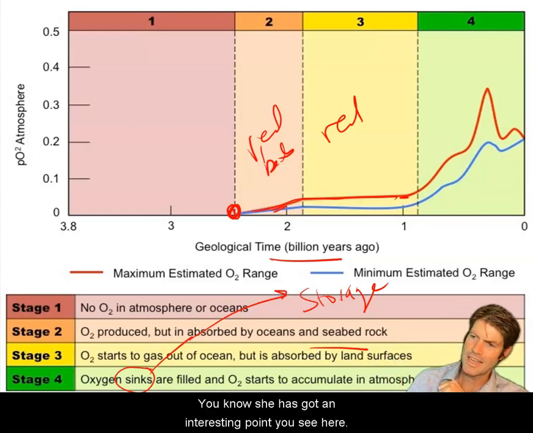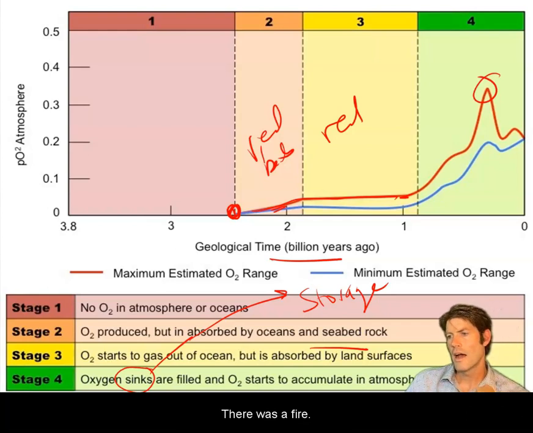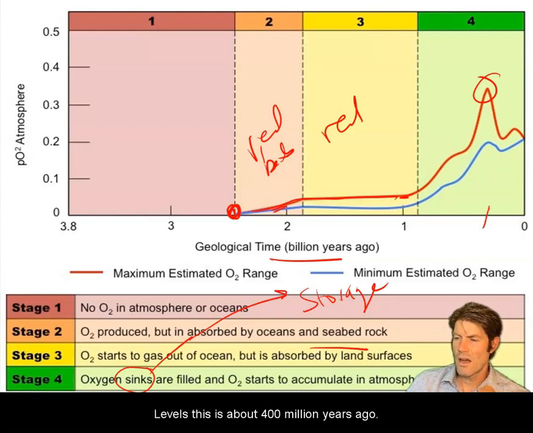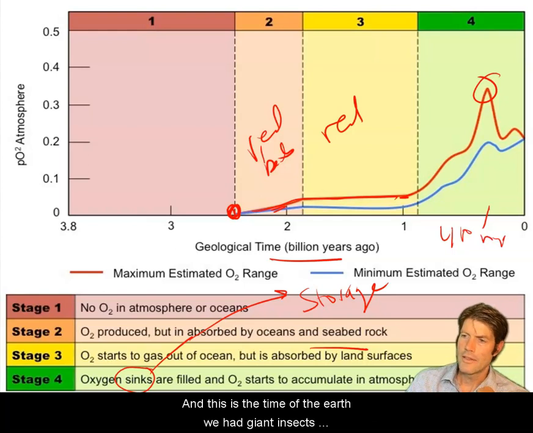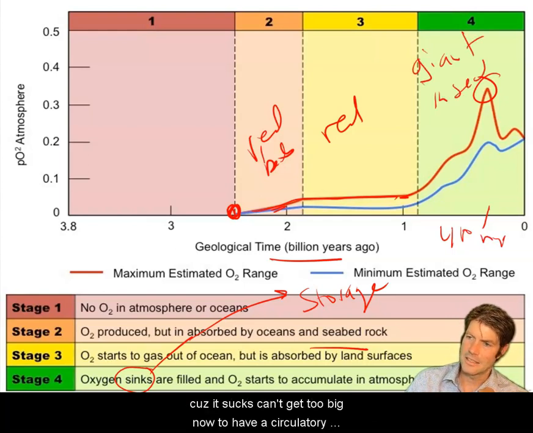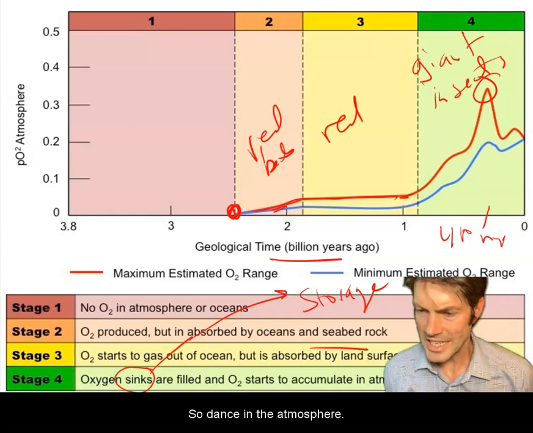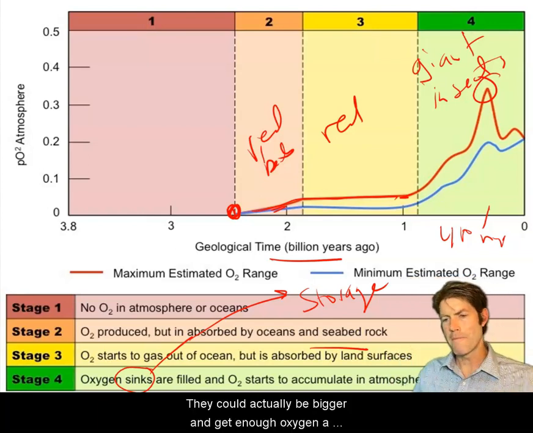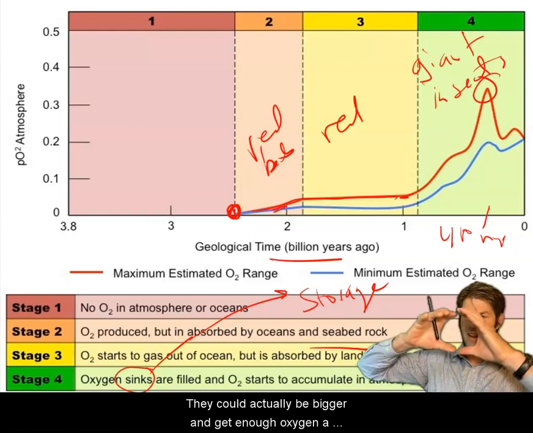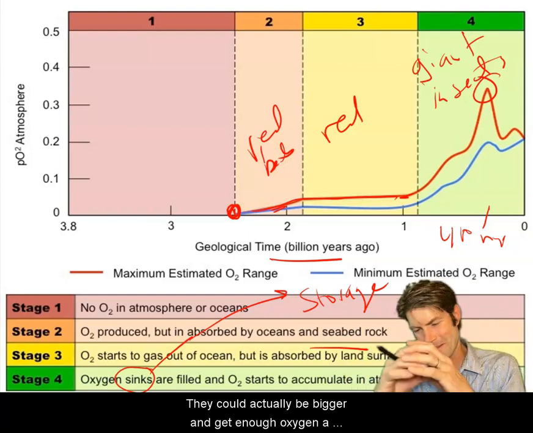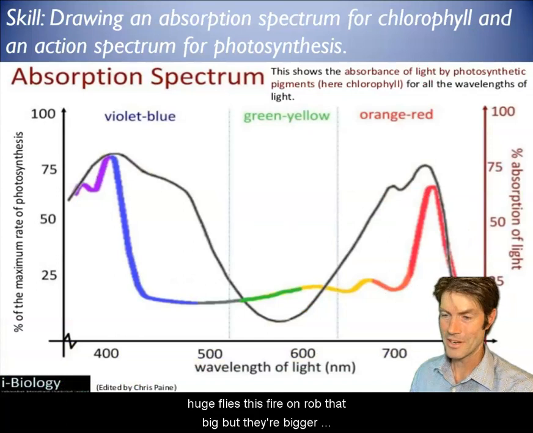And you notice here, this kind of interesting point. You see here, there were higher levels. This was about 400 million years ago, and this is the time of the Earth we had giant insects, because insects can't get too big now because they don't have a circulatory system. But back here, there was so much oxygen. It was so dense in the atmosphere, they could actually be bigger and get enough oxygen. You had huge flies this big flying around. Well, not that big, but they were bigger, which is kind of freaky to think about.